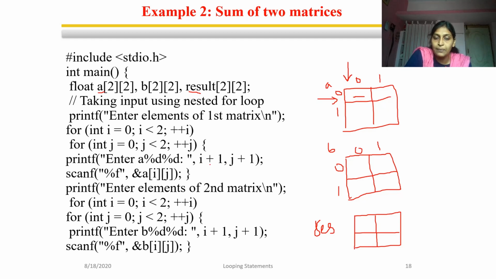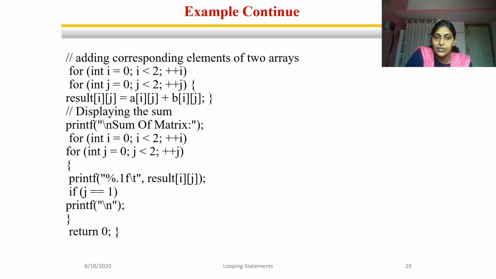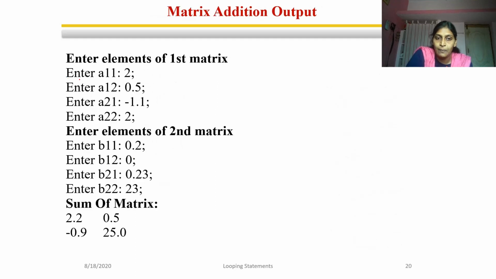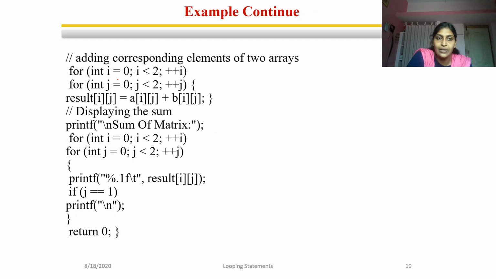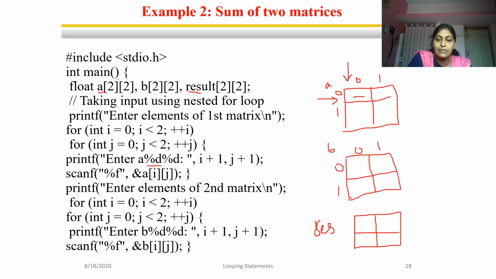So I am incrementing by 1, right? I am just using the statement like 0, i plus 1. So 0 plus 1, it is 1. The first format specifier I am using here is integer, and the second format specifier is also integer, so it will print A11. So it shows "enter A11". For example, I am typing simply 2.